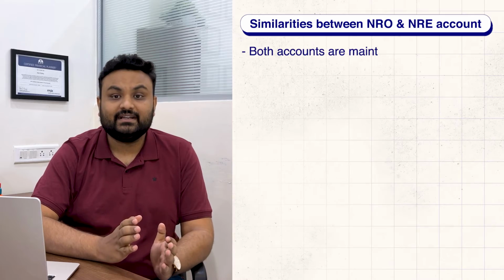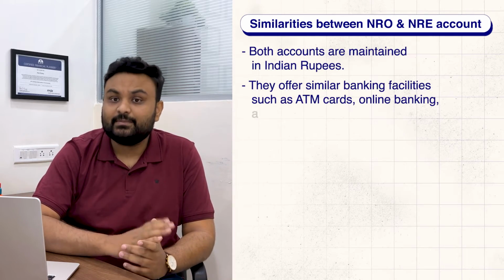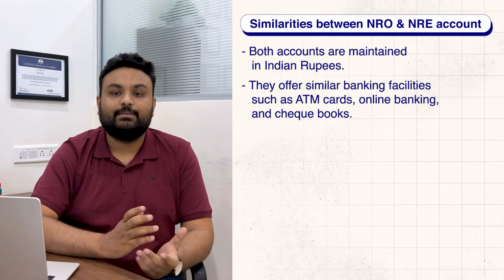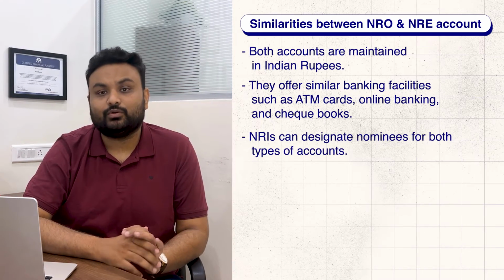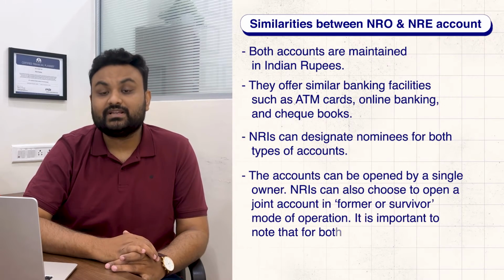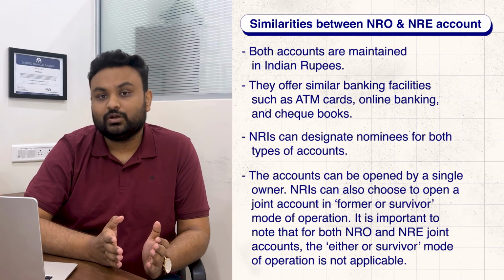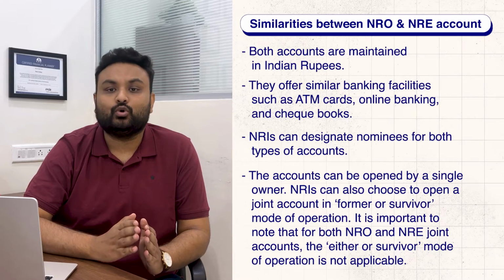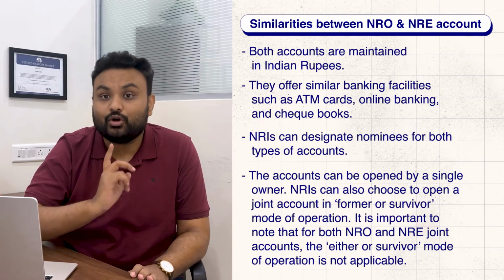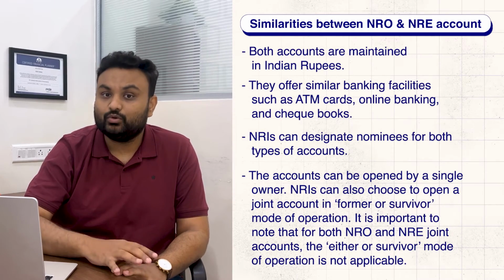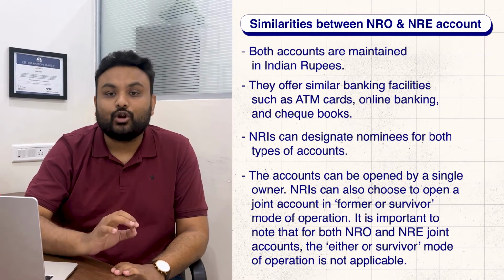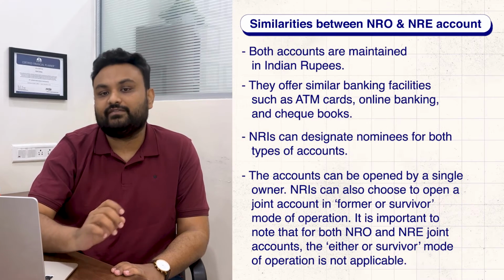Despite their differences, NRO and NRE accounts share some similarities also. Both accounts are maintained in Indian rupees. They offer similar banking facilities such as debit cards, online banking, and checkbooks. NRIs can nominate nominees for both these account types. The accounts can be opened by a single owner, or NRIs can also choose to open a joint account in former or survivor mode of operation. It is important to note that both NRO and NRE joint accounts cannot be operated in either or survivor mode.